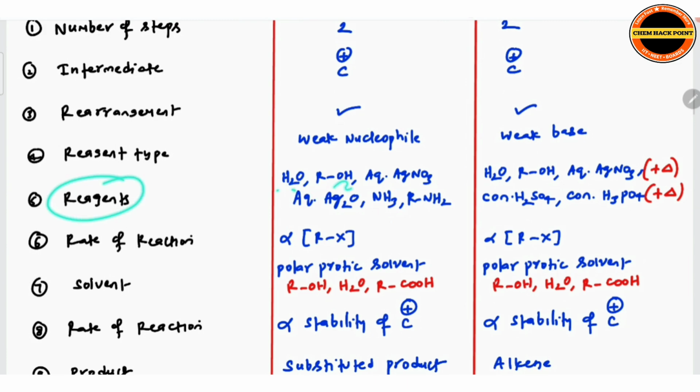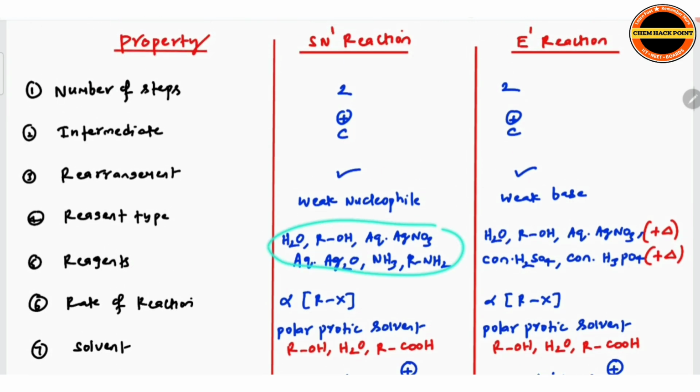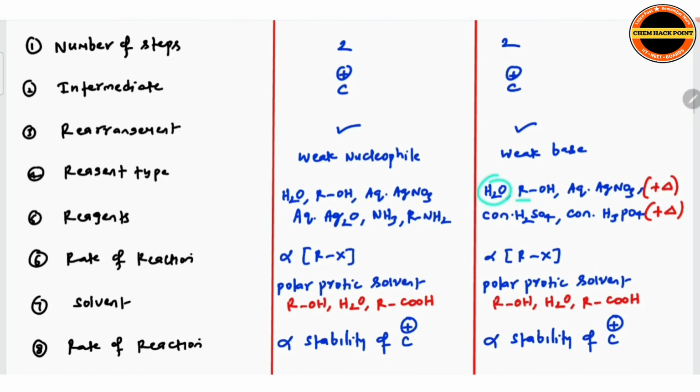Reagents like H2O, ROH, aqueous AgNO3, aqueous Ag2O, NH3. Whenever these reagents are given, think about SN1 reaction. These are polar protic solvents even, or you can say SN1 reagents. Here also the same: H2O, ROH, aqueous AgNO3, concentrated H2SO4, concentrated H3PO4 plus heat. Along with these reagents, heat is given. Then you can easily distinguish E1 from SN1.